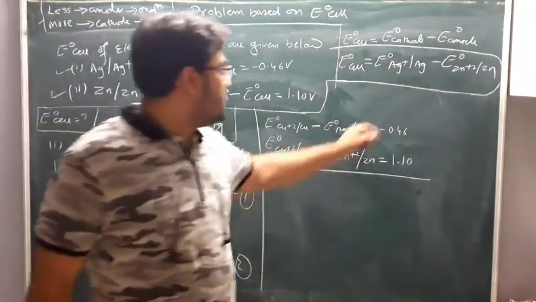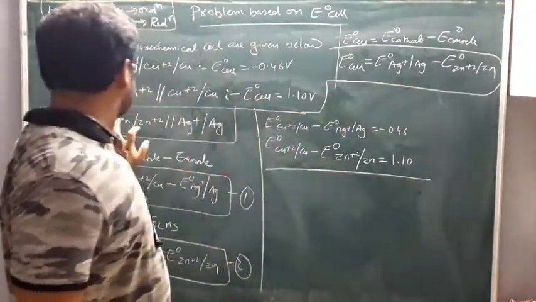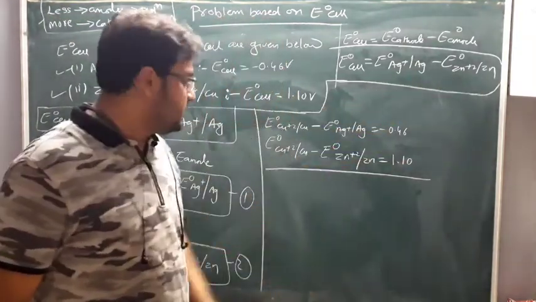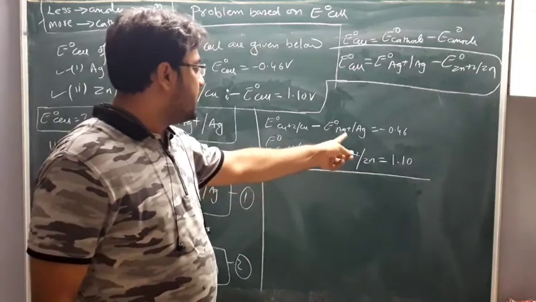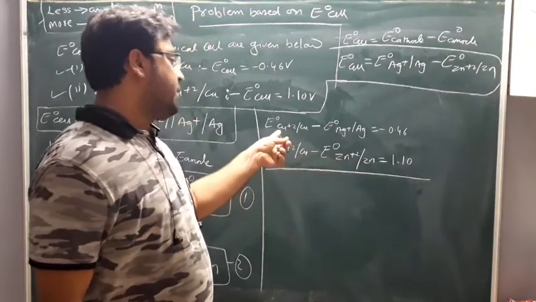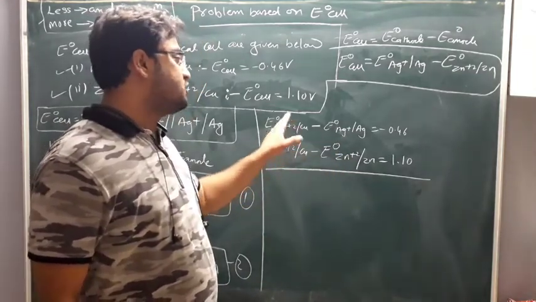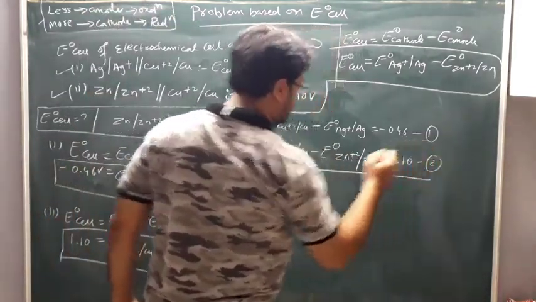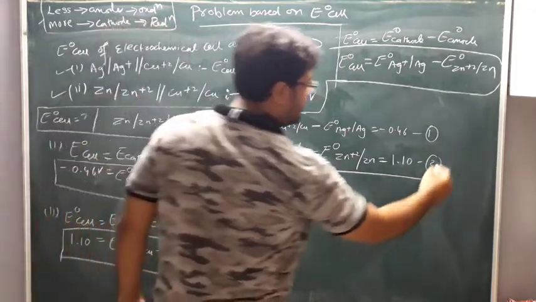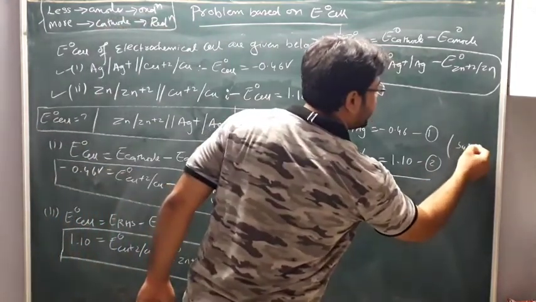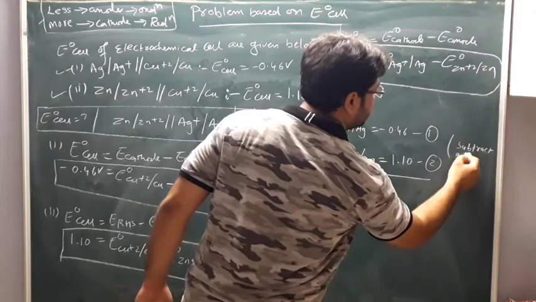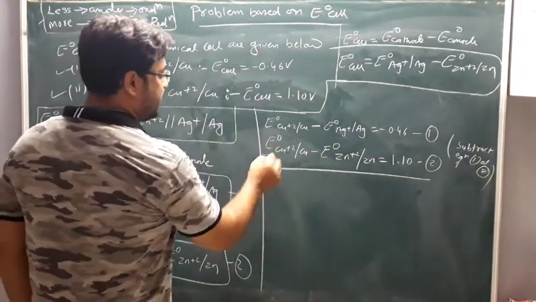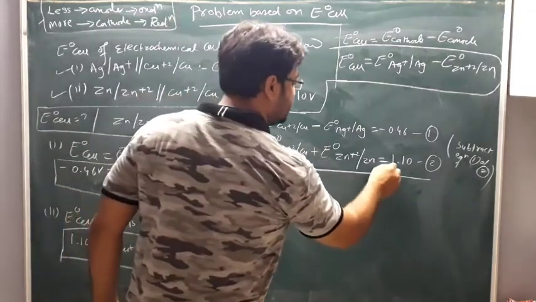Now students, I need E0 cell for this cell. I need Ag+/Ag and Zn, so I need silver and zinc. I have silver and I have zinc, but I don't require copper. So I will eliminate copper by solving these two equations, doing the subtraction, subtracting equation 1 and equation 2. Here plus means minus, this is plus, this is minus.